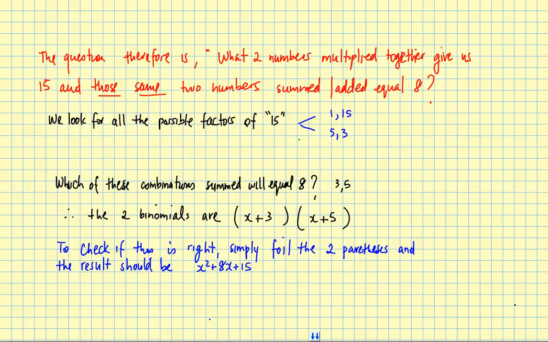So we look for all the possible factors of 15, and then when we find the combination that sums up to 8, which is 3 and 5, then the two binomials are going to be x plus 3 and x plus 5. And to check if this is right, all we need to do is FOIL the two parentheses, and the result should be x squared plus 8x plus 15, which it is.